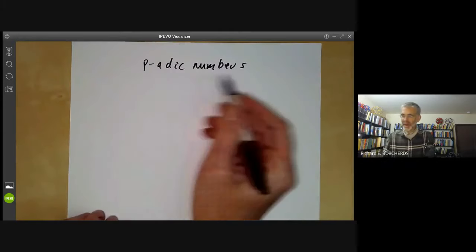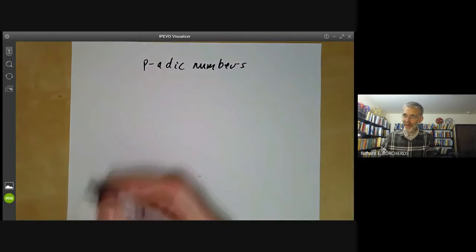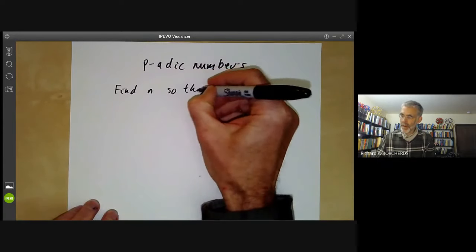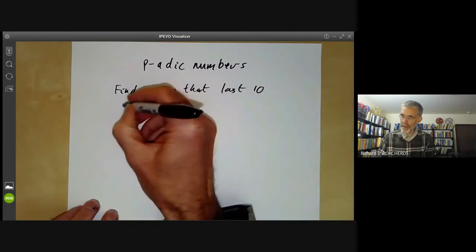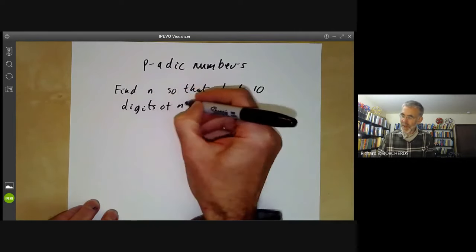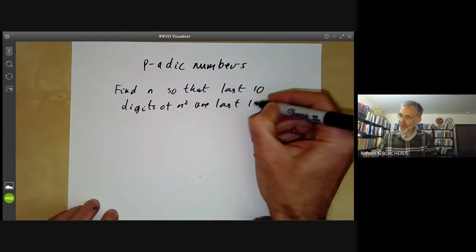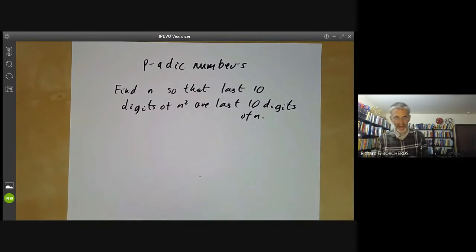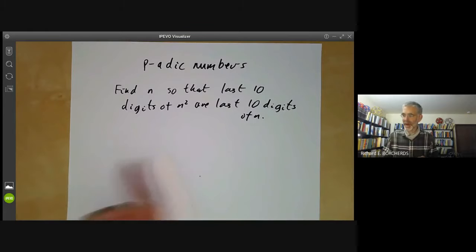So let me start motivating p-adic numbers by talking about the following problem. Let's find an integer n so that the last 10 digits of n squared are the last 10 digits of n. At first sight, this looks like a kind of stupid problem because it depends on the fact that you're writing n in base 10, and pretty much any mathematics problem that depends on the base you're working in is probably somewhat silly. But actually, this particular problem turns out to have more to it than most such problems. So let's have a look.